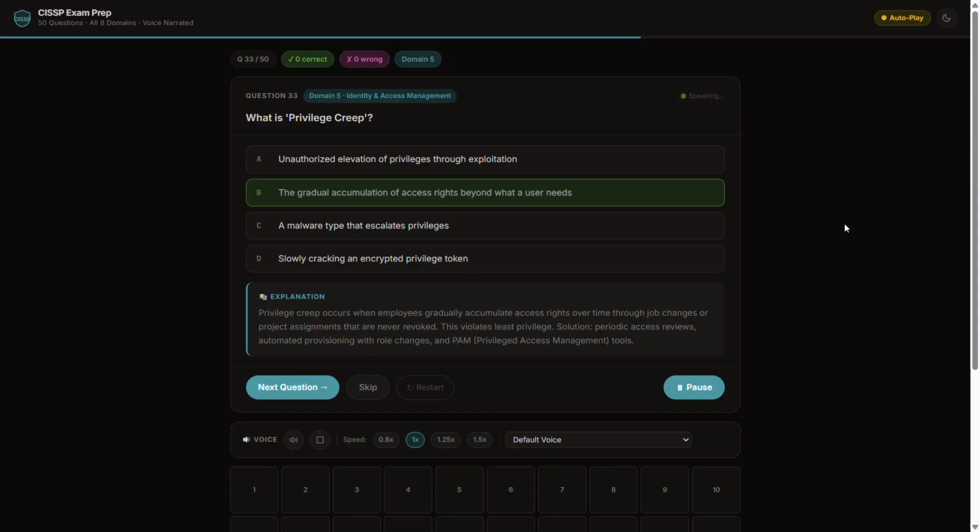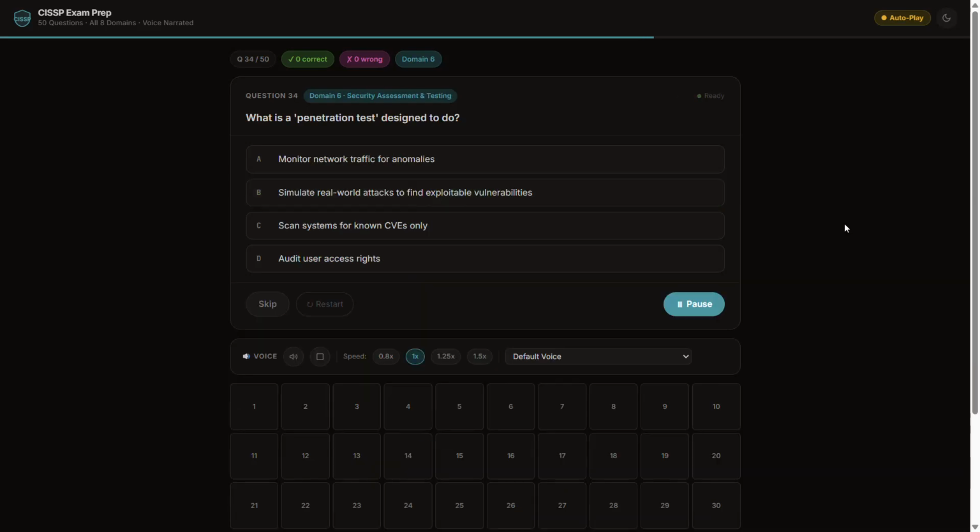Correct answer: B. Privilege creep occurs when employees gradually accumulate access rights over time through job changes or project assignments that are never revoked. This violates least privilege. Solution: periodic access reviews, automated provisioning with role changes, and PAM, privileged access management, tools.